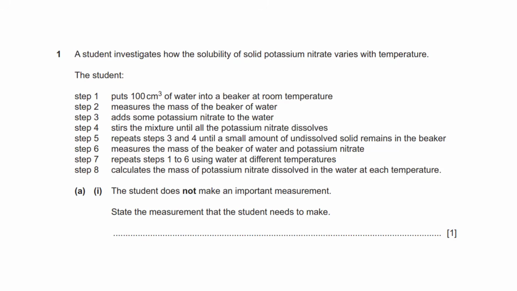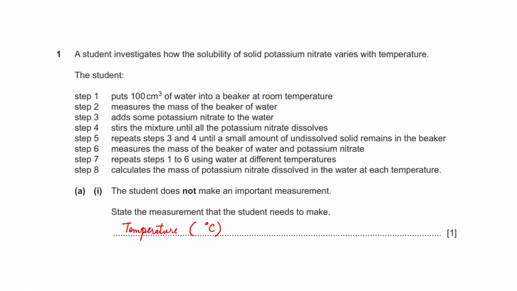The first question we are asked is, the student does not make an important measurement. State the measurement that the student needs to make. When we see this, one of the things that is missing is the temperature measurement that the student has done. So basically, he is missing the temperature measurement. So the answer will be temperature, and generally we measure it in degrees centigrade or Celsius.